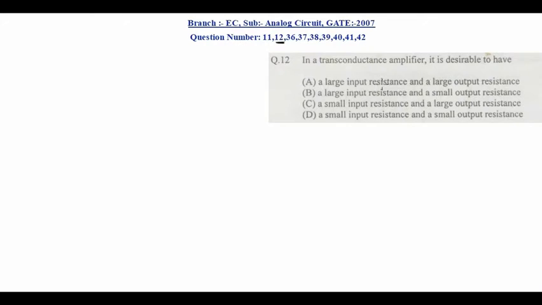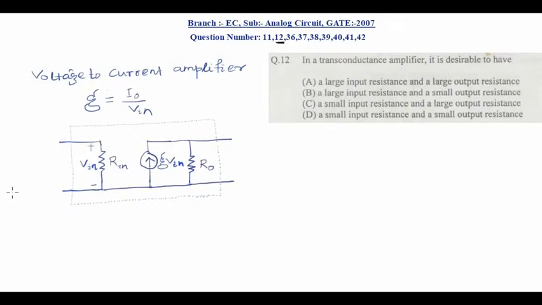In this, we have to find out what is desirable with respect to a transconductance amplifier, that is, information about its input resistance and output resistance. A transconductance amplifier is nothing but a voltage to current amplifier. That is, the input is voltage and the output is current. So the transconductance gain is given by the output current divided by the input voltage. Now if you see the transconductance amplifier circuit, it will have an input resistance and a voltage dependent current source which will have output resistance R0.